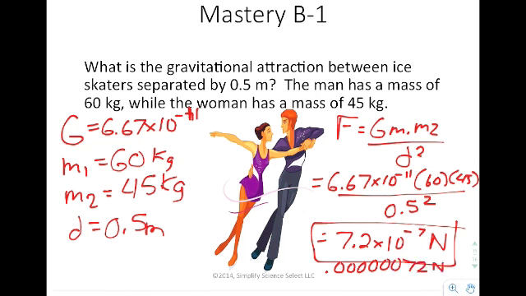That's 0.0000072 newtons, which is extremely small because the gravitational force is very, very weak. In order for gravity to have any significant pull whatsoever, you have to have an object like a moon or a planet or a star, something that's so massive that it can pull things in.